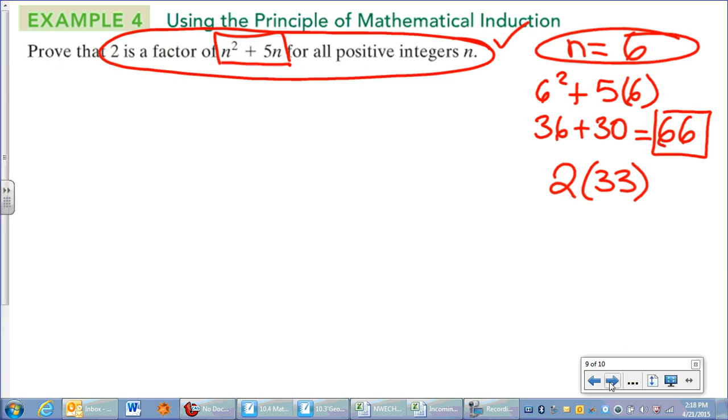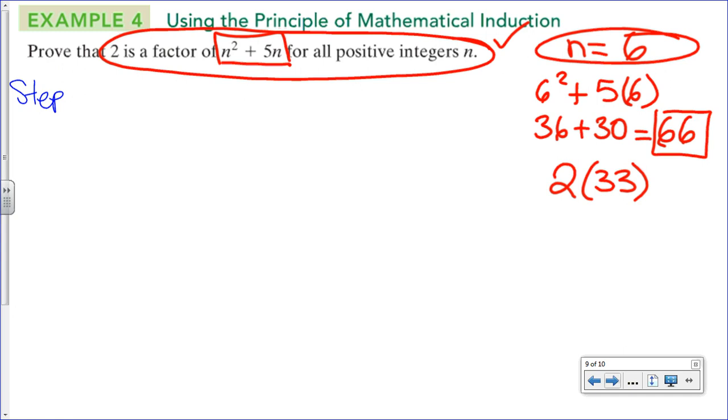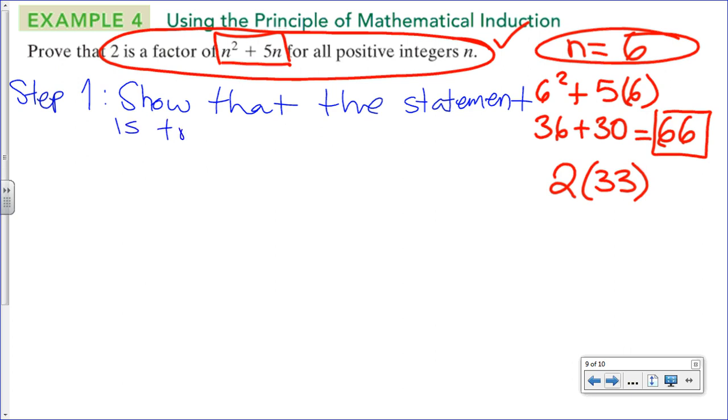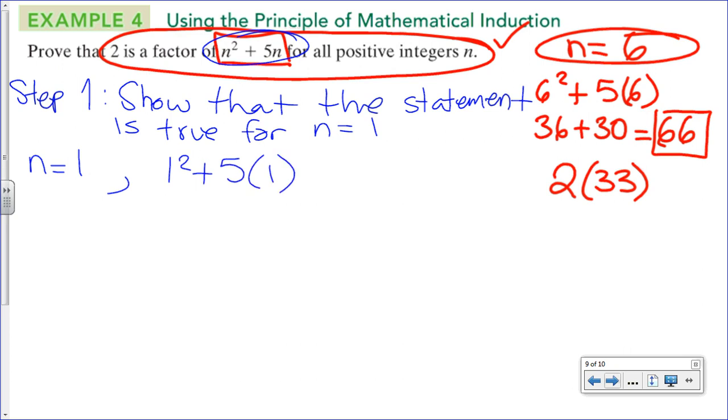All right, so step 1, and this is going to be a little different than the ones we've been doing, because the ones we were doing were about sums, right? About additions of sequences or series. So step 1, we're going to show that the statement is true for n equals 1. Okay, and so remember, if we substitute n equals 1 into this equation, we will have 1 squared plus 5 times 1. And so that is equal to 1 plus 5, which is equal to 6. So can 6 be divided by 2? Yes, right? 6 is divisible by 2.